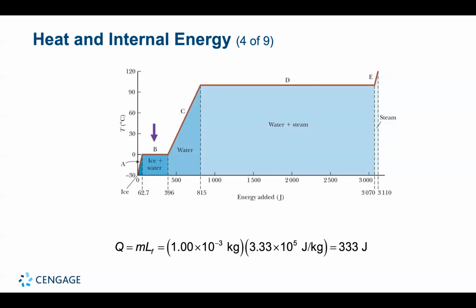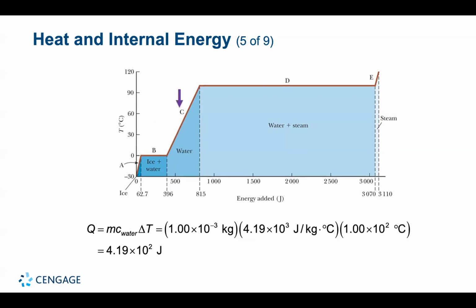So in part B, this is when the ice reaches 0 degrees and the ice-water mixture remains at that temperature, even though energy is being added, until the ice melts to become water at 0 degrees C. Now let's calculate the energy required to melt 1 gram of ice at 0 degrees C.